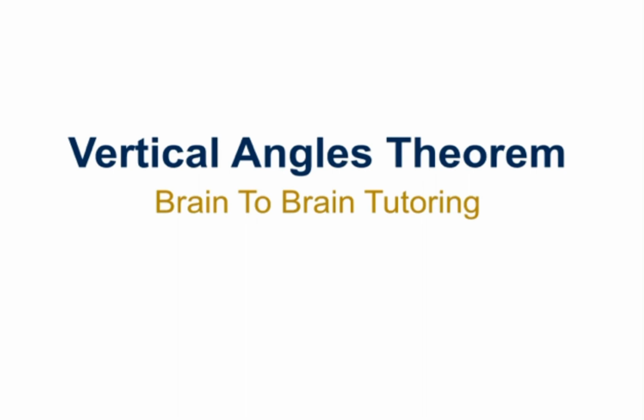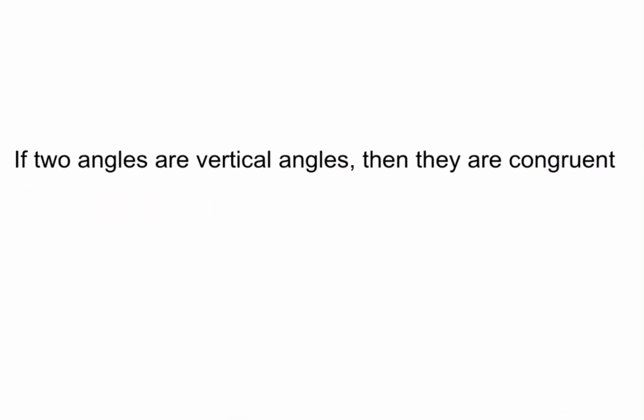Today I'm going to be talking to you about the vertical angles theorem in geometry. Let's start with the definition. The vertical angles theorem states that if two angles are vertical angles, then they are congruent. So let's see what this means.